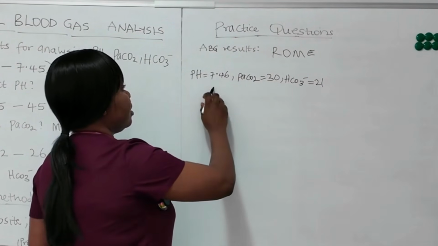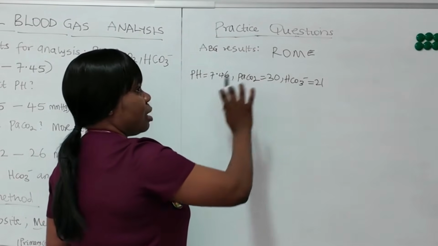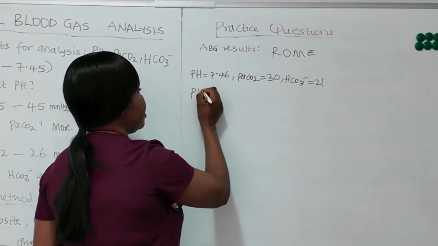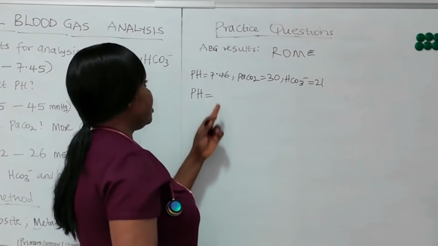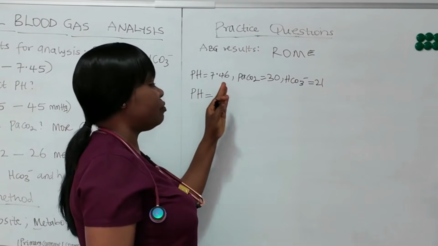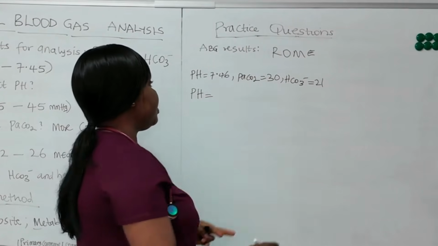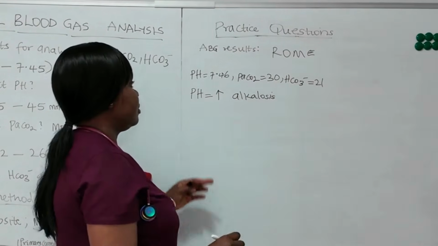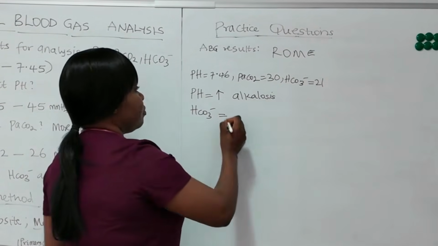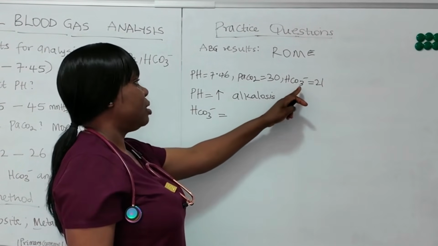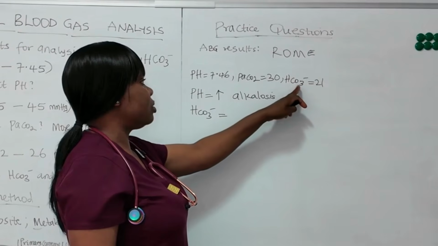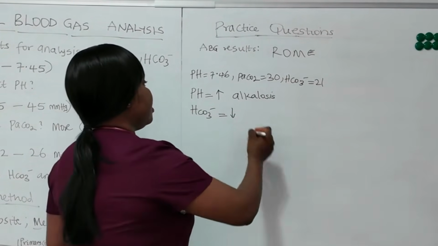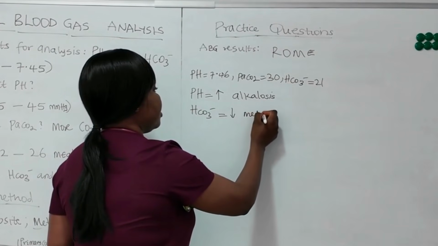Let's look at the fourth practice question. So from this, with our own analysis, we're analyzing pH and bicarbonate. So for pH, 7.46, so it's above the normal range. It's tending towards base, so we say the arrow is going up. That's alkalosis. And then the bicarbonate, now what we see is 21. The normal range is 22 to 26, so it's low. The arrow is going down, right?